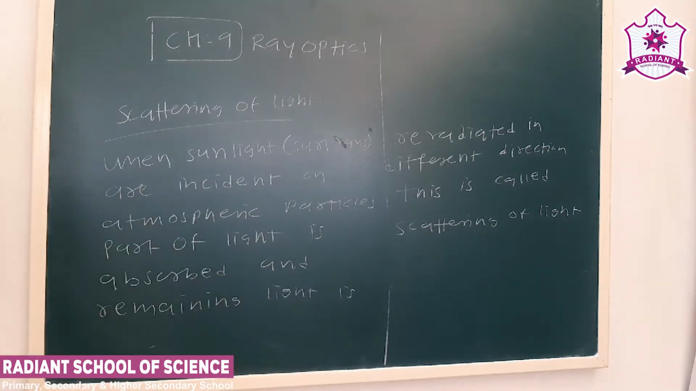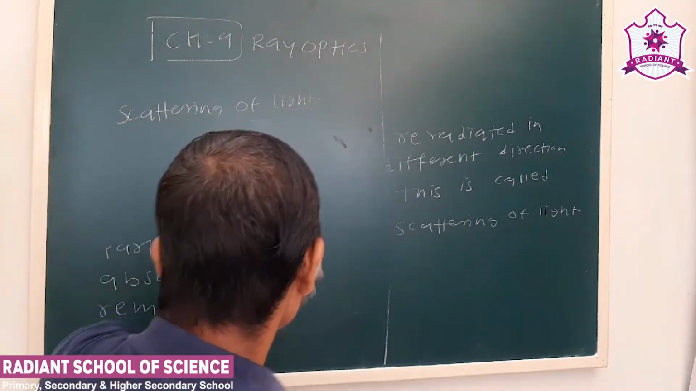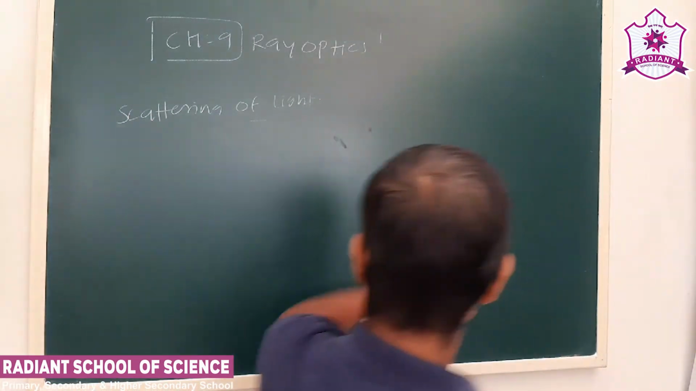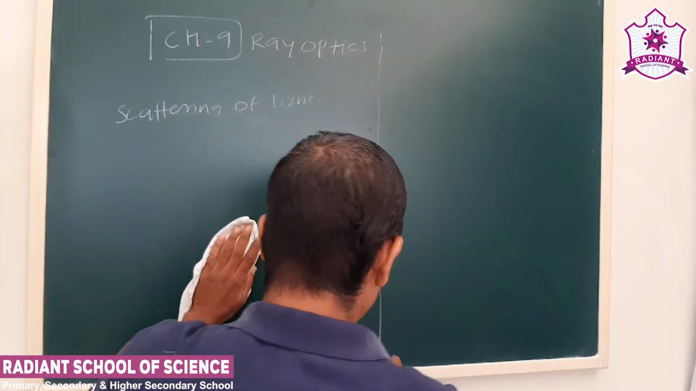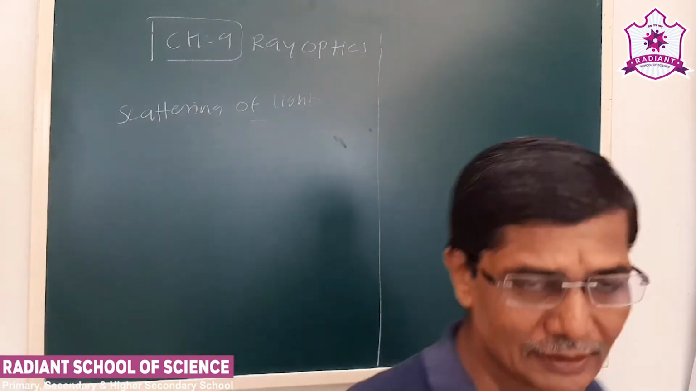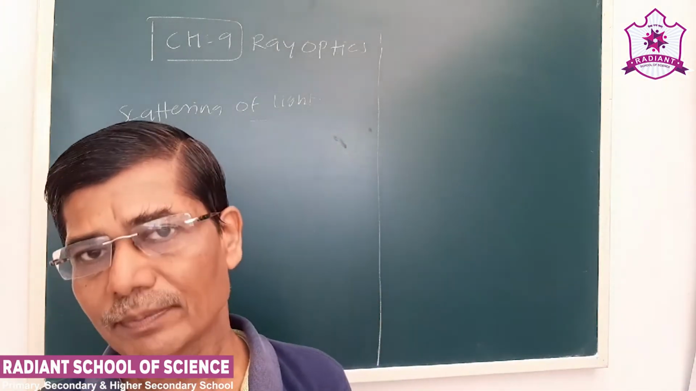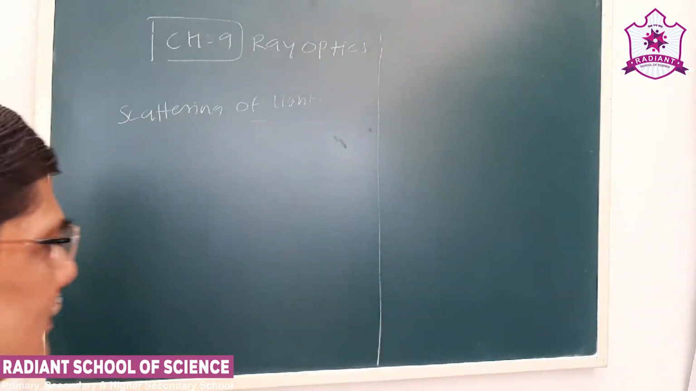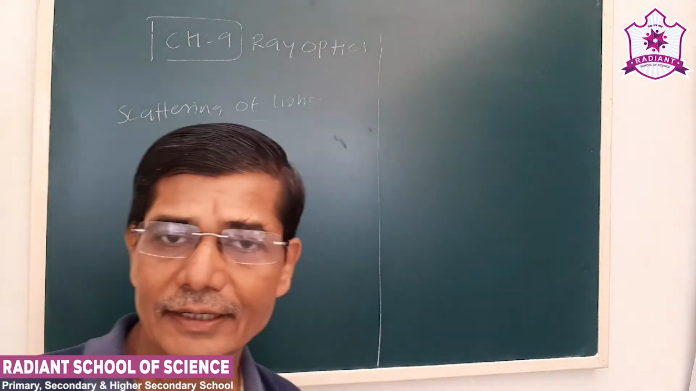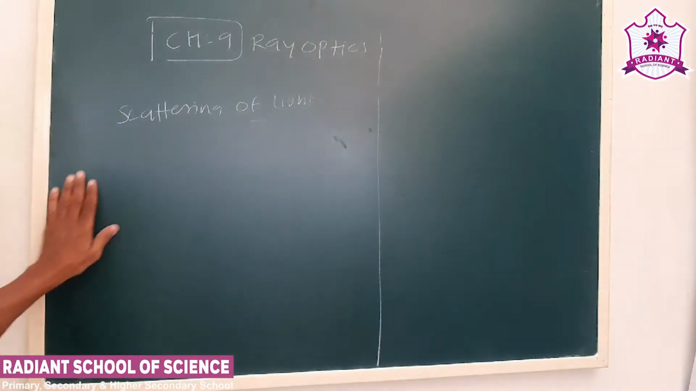Okay, scattering. So scattering of light is when sunlight falls on the atmospheric particles or molecules. See, part of the light is absorbed and the remaining light is re-radiated in different directions. This is called scattering of the light.